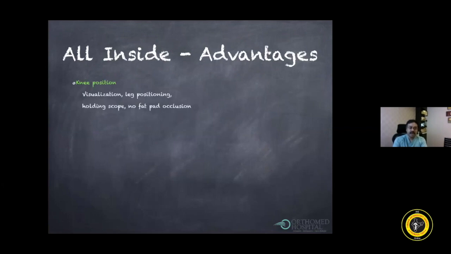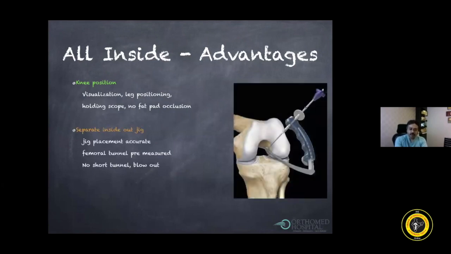So the main advantage is the position. The knee is kept in 90 degrees. You do not remove the fat pad, and you need not have an assistant to hold it in position. The entire procedure is clearly visualized, and there is a separate jig called the outside-in jig, so the jig placement is from outside. You can see from the femoral side, and all the measurement is done outside, so that you can measure before you pass the guide wire. So it is very simple.